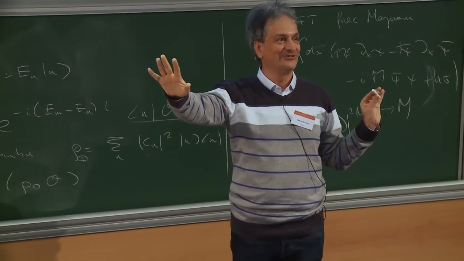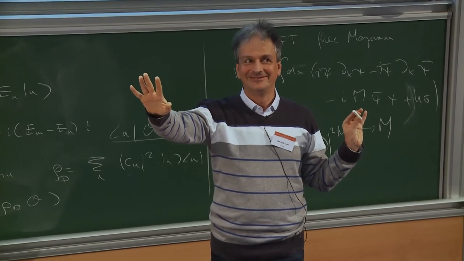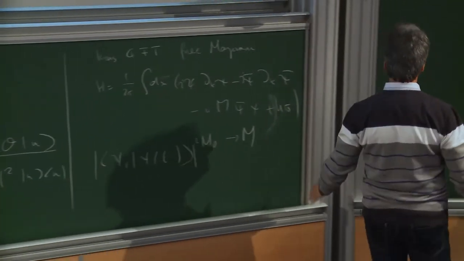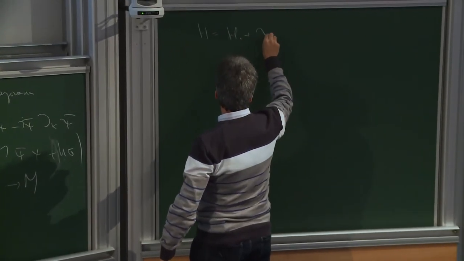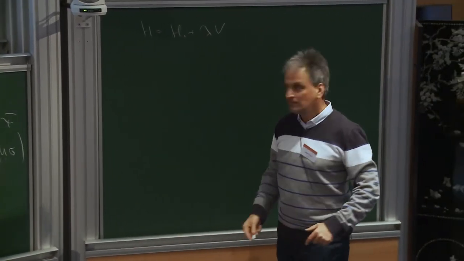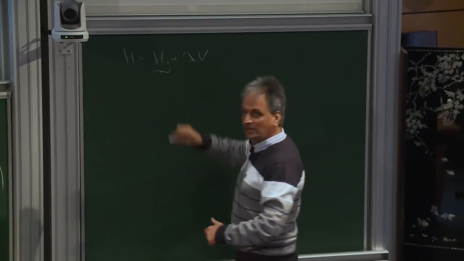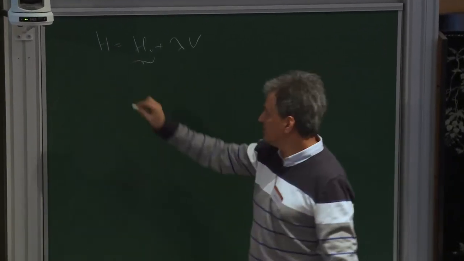how many people need a lightning introduction to the truncated Hamiltonian approach? That's quite a lot. Okay, so let's do it. It's extremely simple. You just take a Hamiltonian. This Hamiltonian you know exactly. You put it in a finite volume.